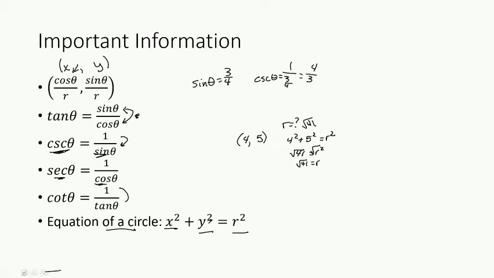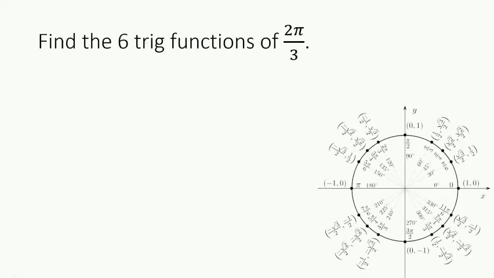Okay, so let's get started with some problems. It wants us to find the 6 trig functions of 2 pi over 3. So 2 pi over 3 is right here on the unit circle. And I'm going to go ahead and write out the 6 trig functions, which is the sine of 2 pi over 3, the cosine of 2 pi over 3, the tangent of 2 pi over 3, the cosecant of 2 pi over 3.